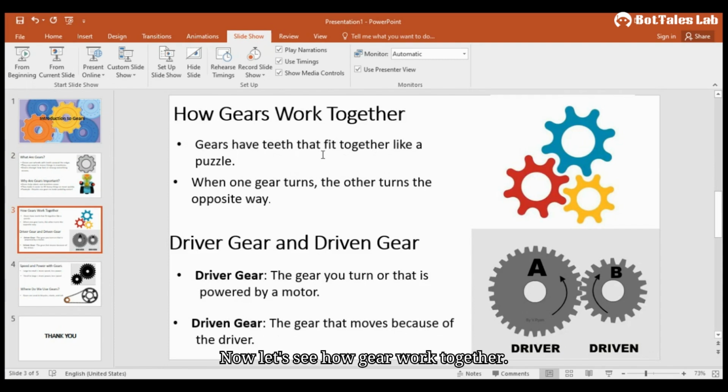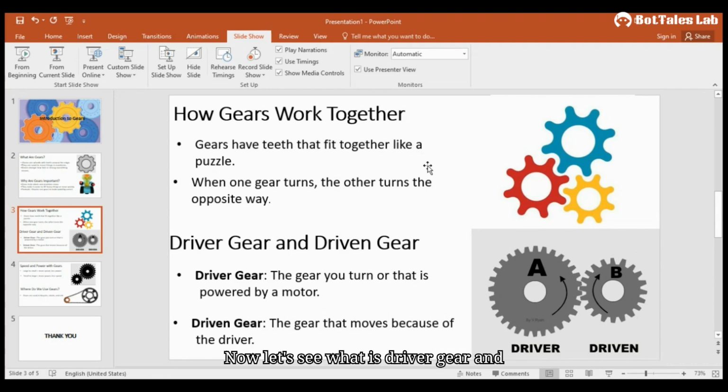Now let's see how gears work together. Gears have teeth that fit together like a puzzle. When one gear turns, the other gear turns the opposite way. Here you can see gears are wheels and they can be connected to each other in the form of a puzzle. The teeth of one can be connected with the teeth of another. So as one gear turns, the other gear turns in the opposite way. Here you can see as this gear is turning in this direction, the other gear is turning in the other direction.